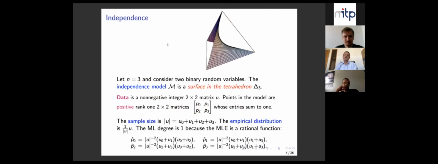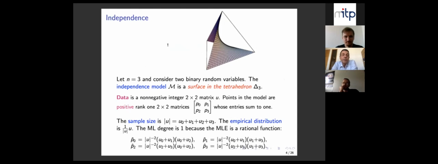Now here's the first honest picture. This is the model of independence for two binary random variables. So here in this example, n is 3. The simplex is the tetrahedron, and the independence model is this quadratic surface that's shown. It's a surface inside the tetrahedron.